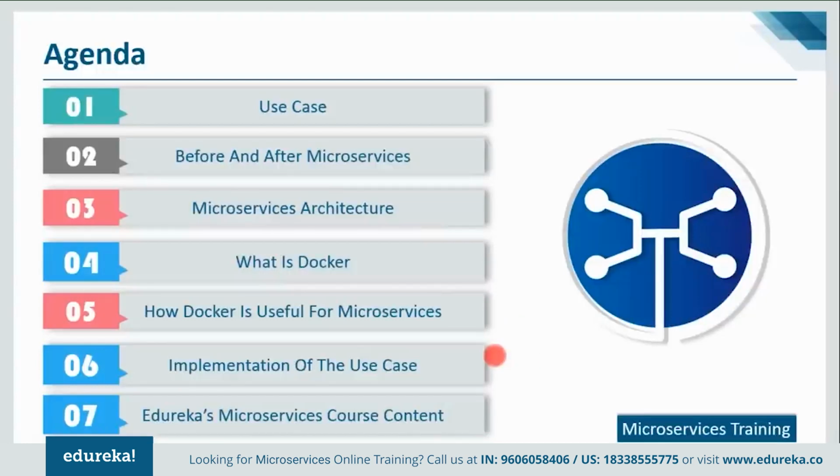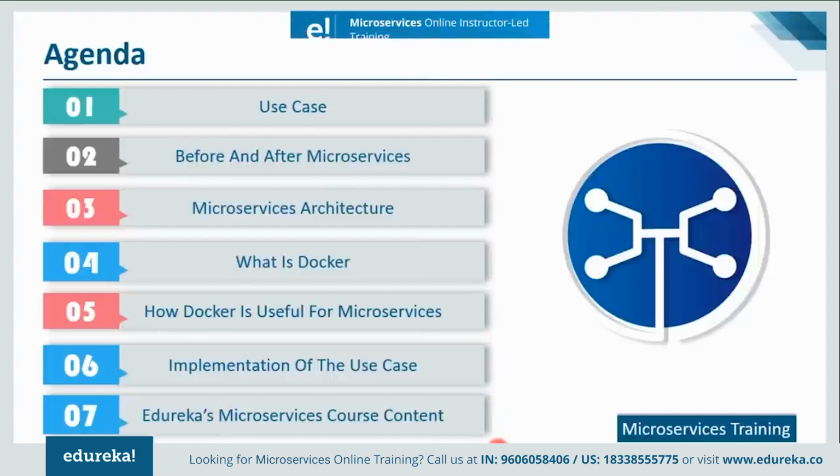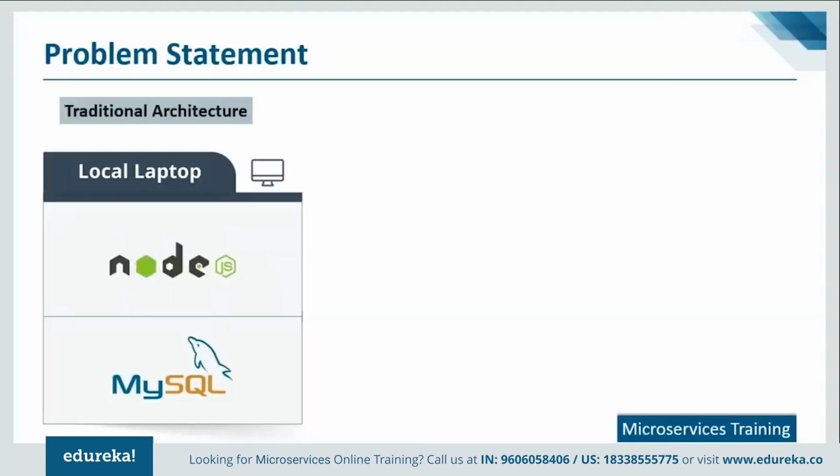After that, I'm going to discuss the course content of microservices training provided by Edureka. So let's move forward and have a look at the use case that we are going to implement in today's session. So this is a problem statement of our use case, guys. We have a Node.js application and MySQL database running in the same instance, or you can say in a local laptop. So this is a typical example of a monolithic architecture.